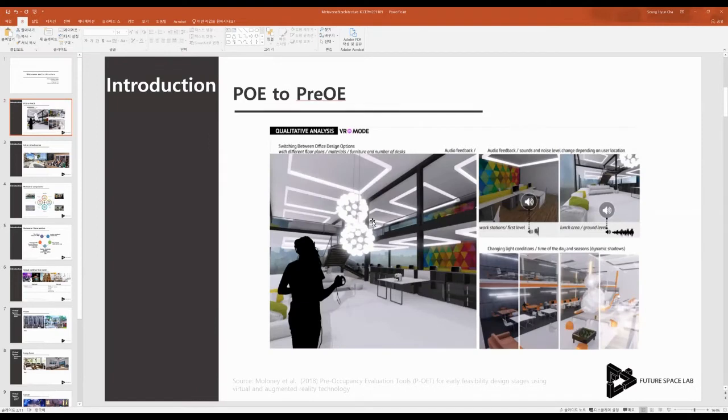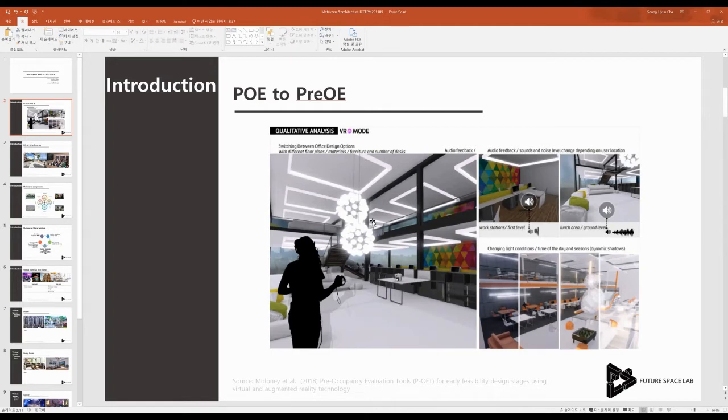From POE to pre-occupancy evaluation. As you know, post-occupancy evaluation has been one of the big research areas in architecture, because based on human comfort and satisfaction, we can design better buildings. That's why we collect data one year, three years, or five years after the building is built, so that based on the occupants' feedback we can improve the design. With this idea, we created a new term, pre-occupancy evaluation. Literally, before humans move into the building, we evaluate the building.